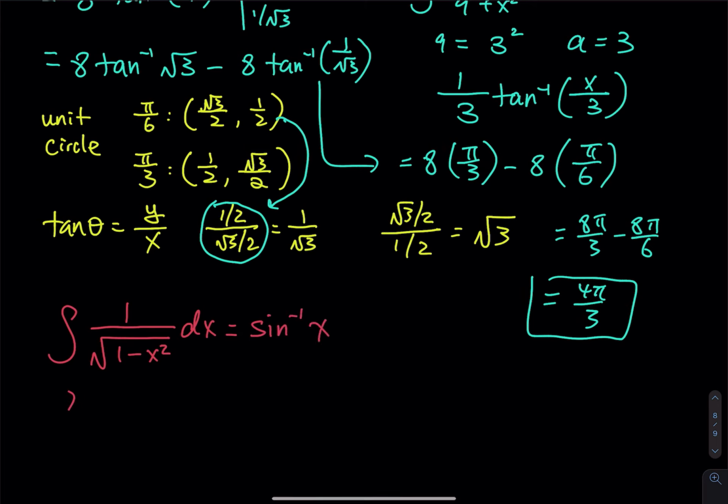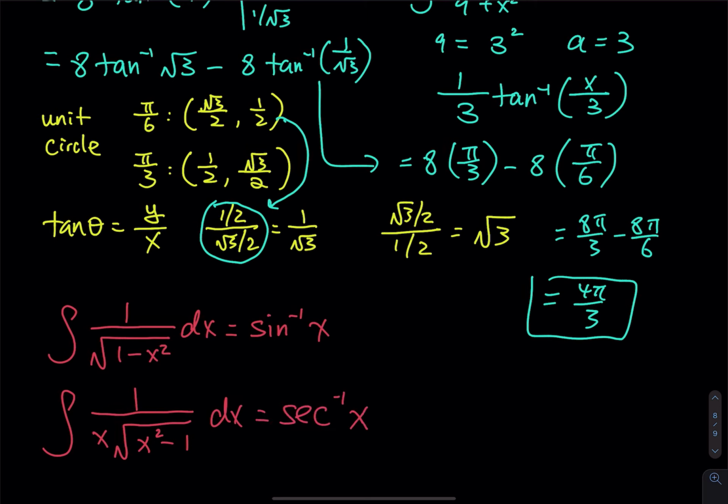And then the other one is the integral of 1 divided by x times the square root of x squared minus 1 dx, which is equal to inverse secant of x. You might see this on your homework, quizzes, and exams. It is good to write them down as well, other than the one on top.